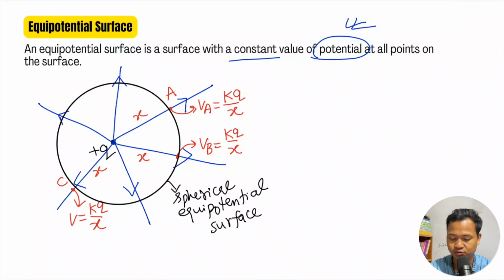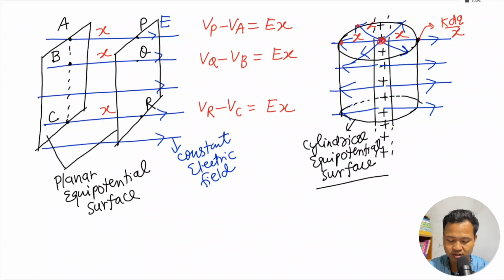Regarding the electric field and the equipotential surface, you will observe that they are always perpendicular. Let me show in the diagram. So here it is perpendicular to the surface, the equipotential surface and the electric field. So the first point: the electric field is always perpendicular to the equipotential surface. Okay, so that is point number 1.